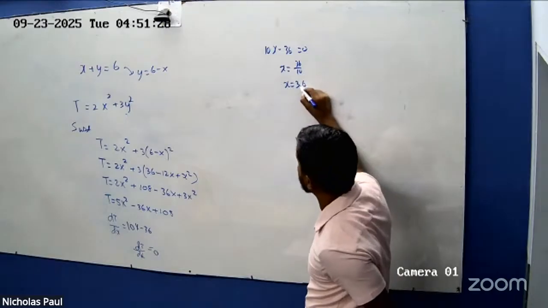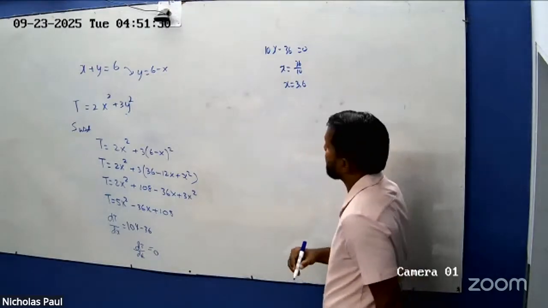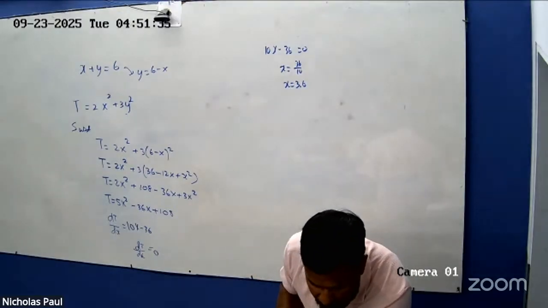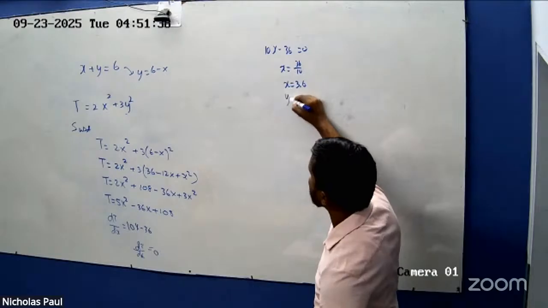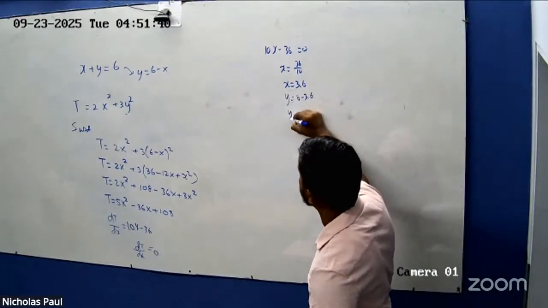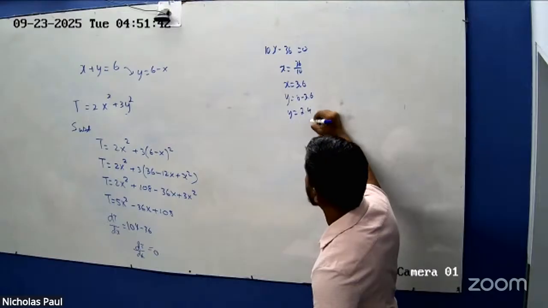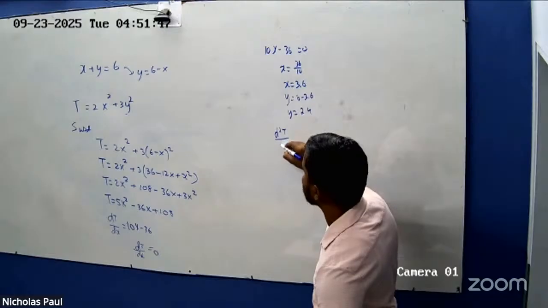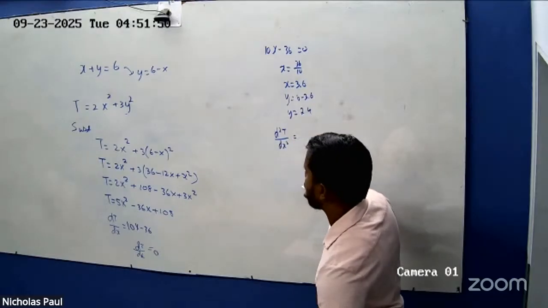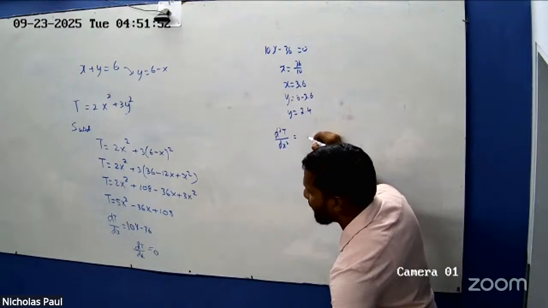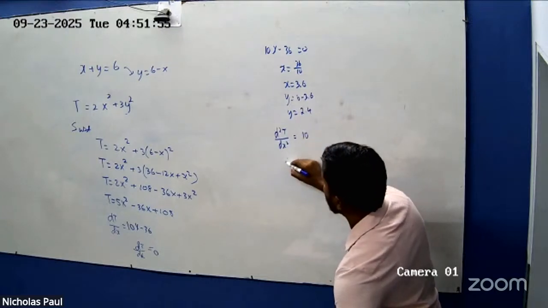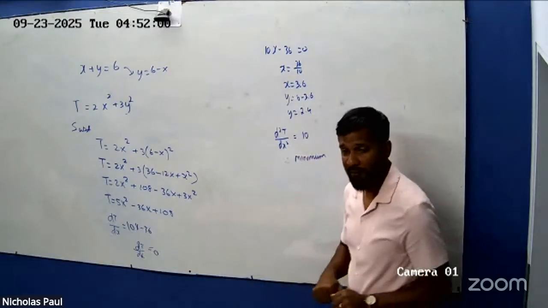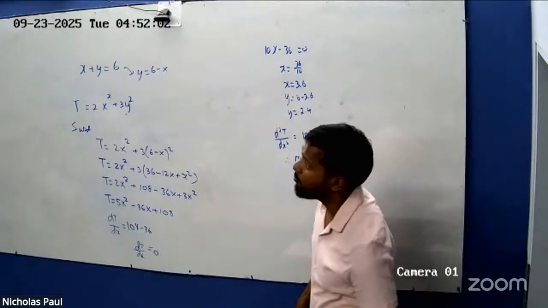They asked for that, right? x is 3.6. But they asked for x and y, and we need the y value as well. So y is 6 minus 3.6, which is 2.4. Okay? And then you have to find d2t/dx squared. So that will be 10. Therefore, it's a minimum. Are you okay with that online? You're okay with this?